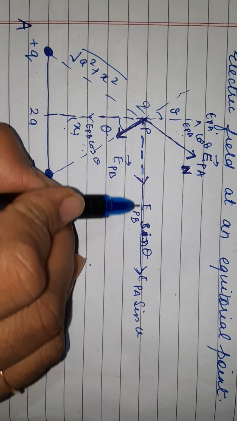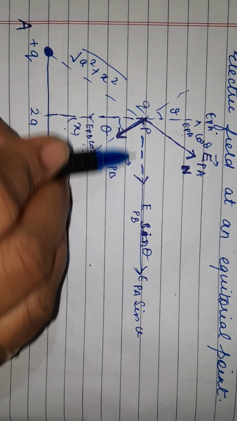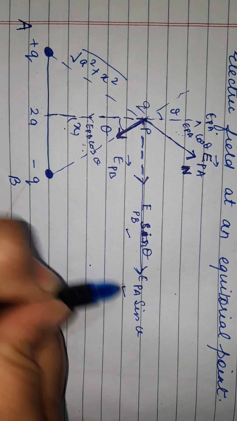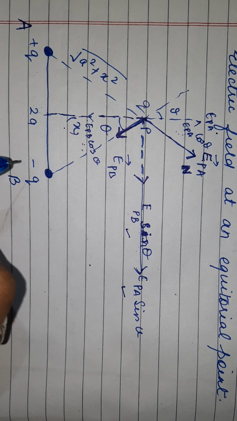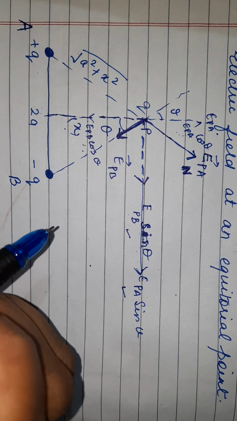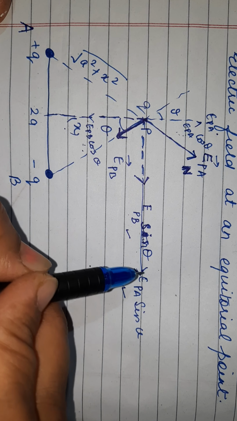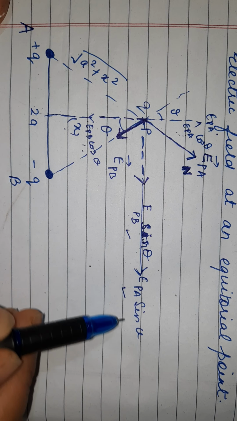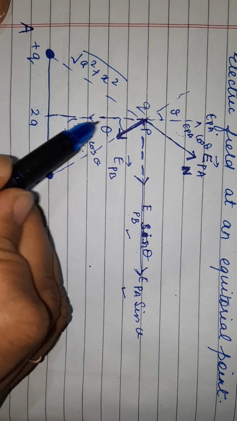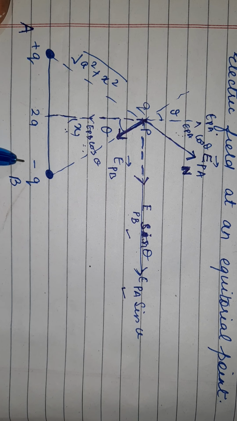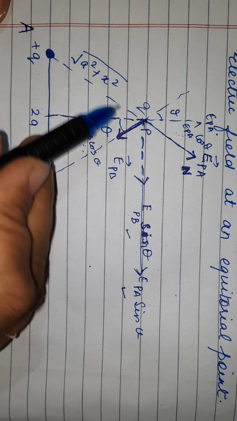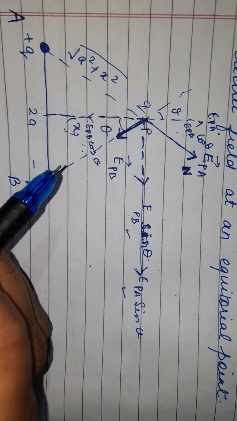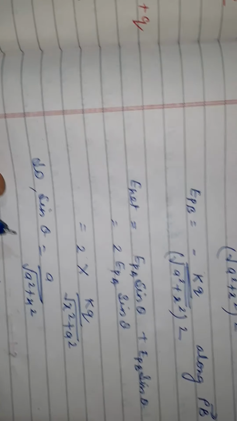So net electric field will be along this direction and due to these two components, that is EPB sin theta and EPA sin theta. So mathematically we will see how we will do the expressions and how we will solve the expressions. This is distance x, this is 2a, and this distance will be root over of a square plus x square. By Pythagoras theorem you can easily find it out.